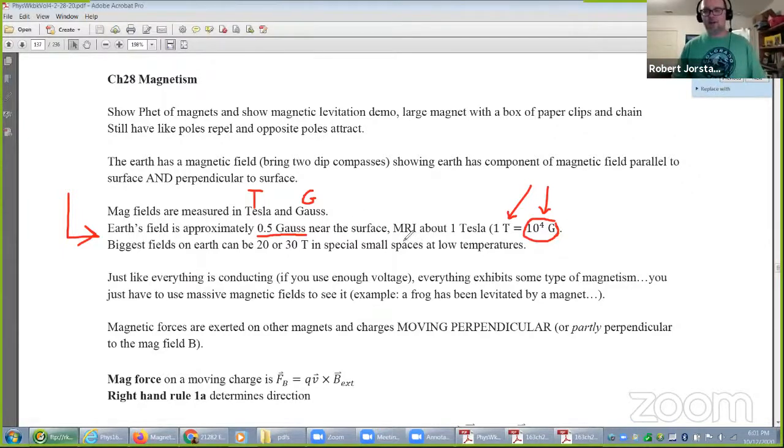Now, an MRI will be sometimes a half Tesla, sometimes 1.5. They'll use superconducting coils sometimes and get these really large fields. Now, you can actually get 20 or 30 Tesla in a very small space, at a very low temperature, it turns out. So most of the time, the largest neodymium magnets, if you put a couple of those, you could probably get 0.1 up to 1 Tesla. But if you screw up putting them together, you might lose your hand forever, right?